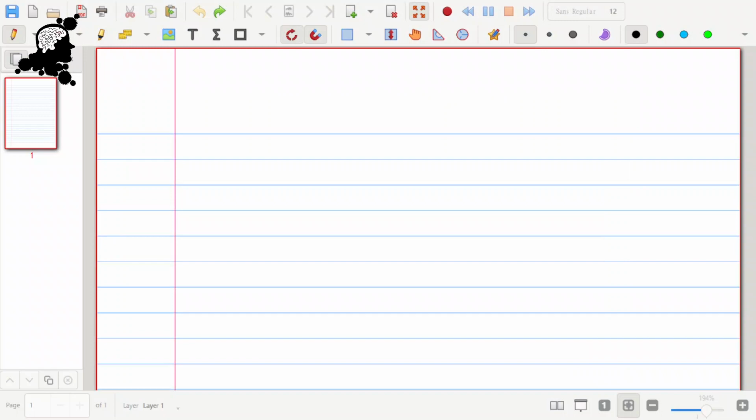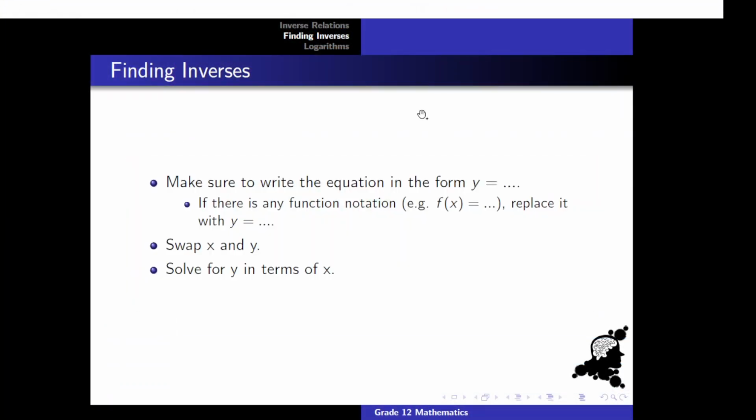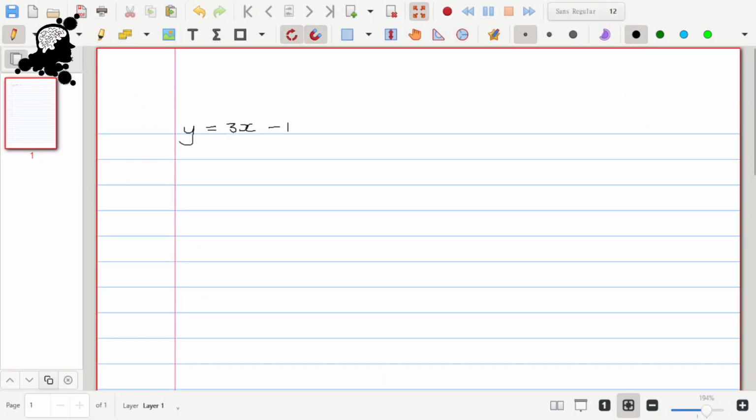Let's go to a writing pad and have a look at how we would do this. So our equation is y is equal to 3x minus 1. Now, if we go back to our set of instructions, we said that we need to make sure the equation is in the form y is equal to something. Our equation starts with y is equal to, so we're good to go. The next step says we need to swap x and y. Swapping x and y is simple. Where there's y, we replace it with x. Then we put y where there was x, and then minus 1.